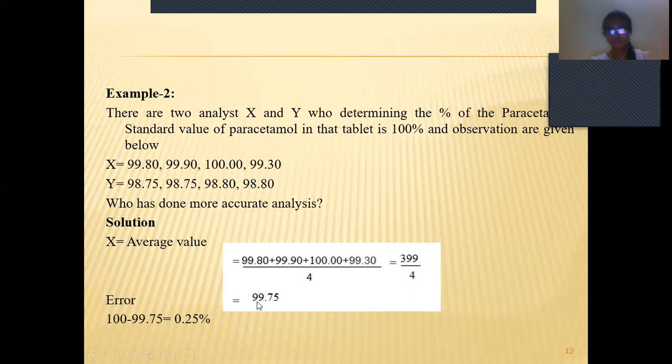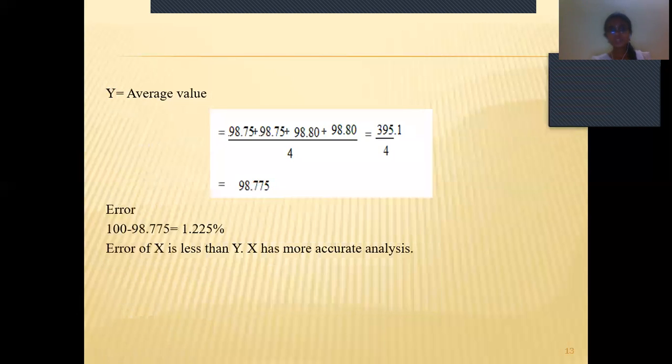If we discuss X, if we average these 4 values, we get 99.75. To see how much error he got, we take the true value minus the value he got after the experiment, that is 99.75, so the error is 0.25 percent. Next, for Y, the average is 98.775, so the error is 100 minus 98.775, which is 1.225. If we compare X and Y, X has the lower error, so X has done the more accurate analysis.